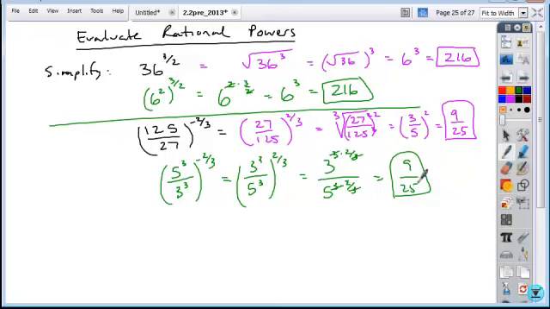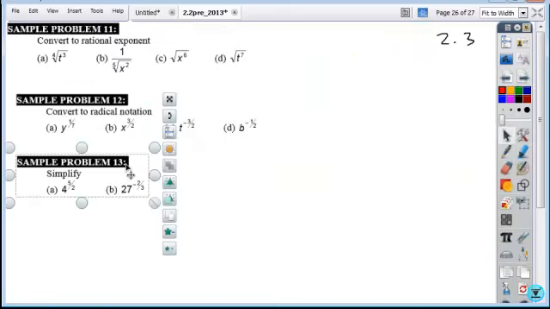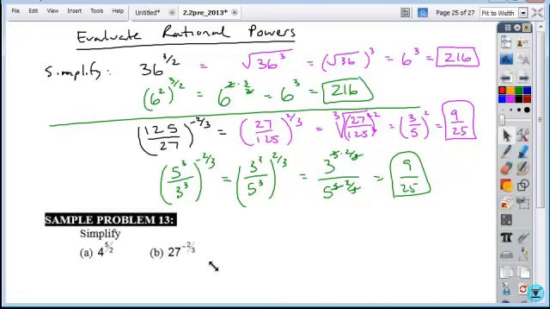So try these last two sample problems on the sample 13. And then we'll go through some problems that'll be similar to what you'll see on your quiz.